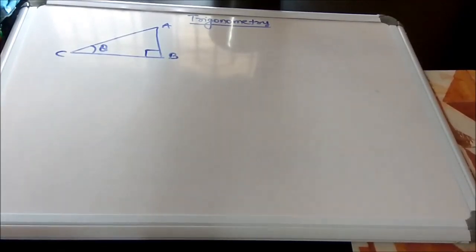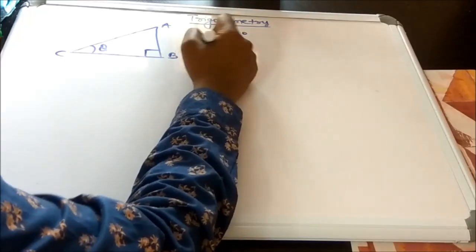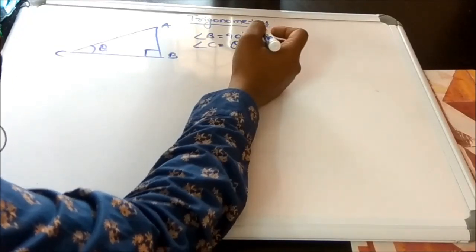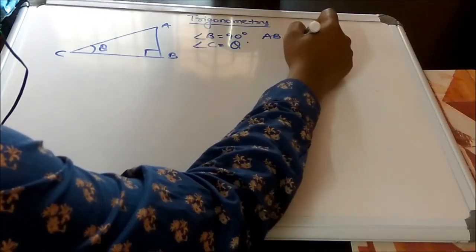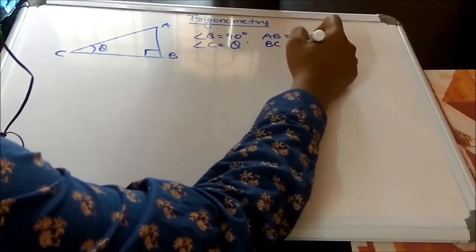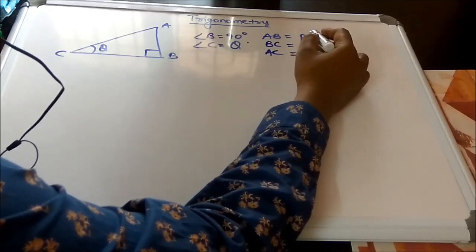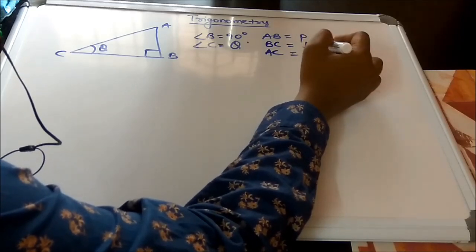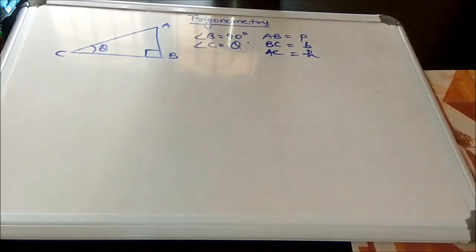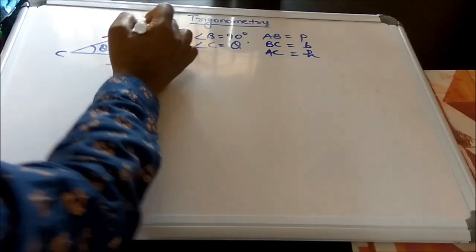So suppose there is a triangle ABC which is right angled at B, meaning angle B is 90 degrees. Suppose angle C is theta. Then let us call side AB as P, BC as B and AC as H. I will be explaining the reason why I have mentioned it as P, B and H. For the time being, you just think AB is P, BC is B, AC is H.